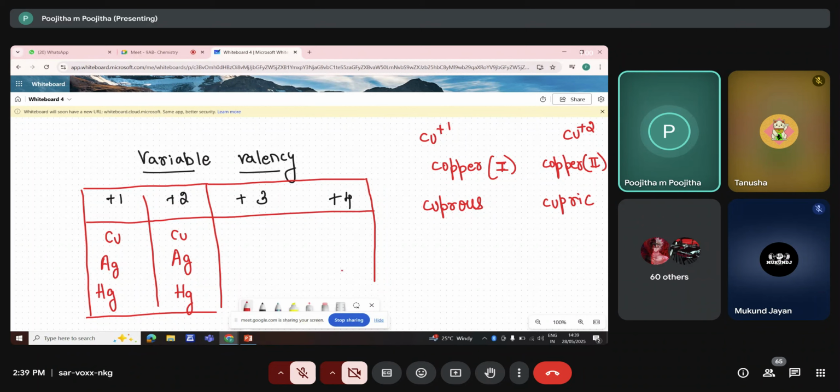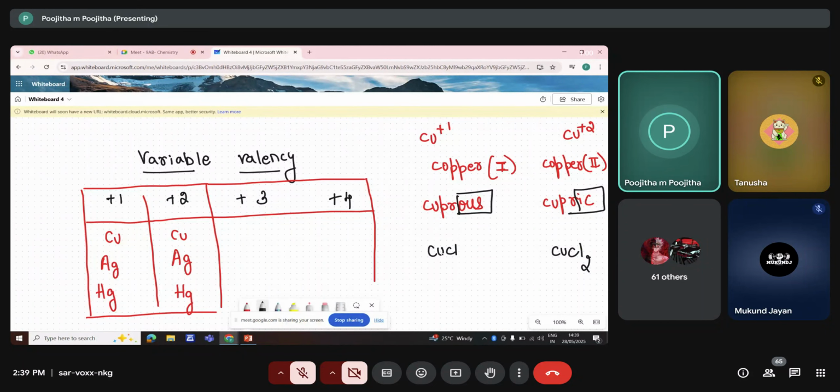Okay. What is the hint here? The lower valency name should end with OUS. The higher valency name should end with IC. For example, last year also you named a few compounds. Imagine you have these two compounds, CuCl and CuCl2.